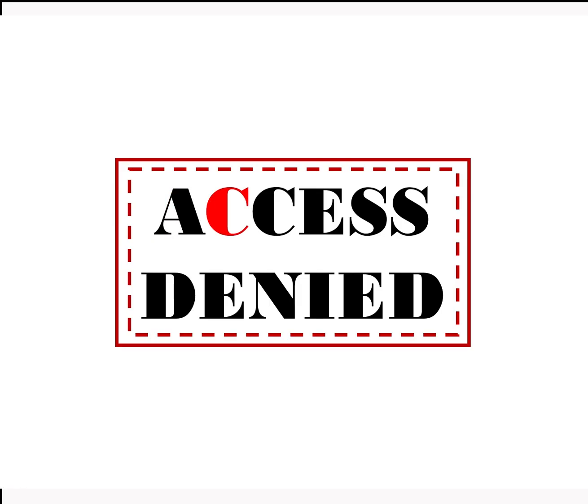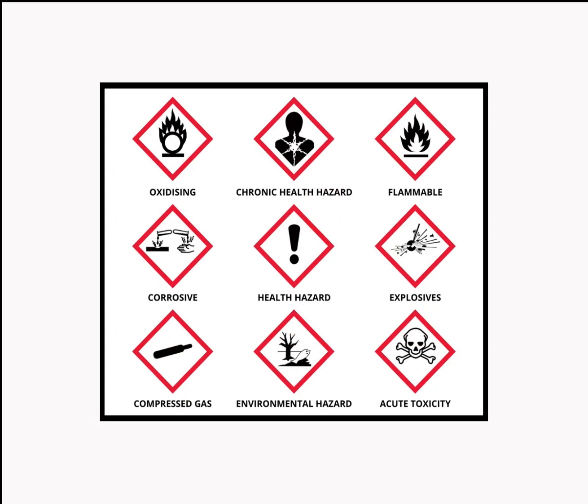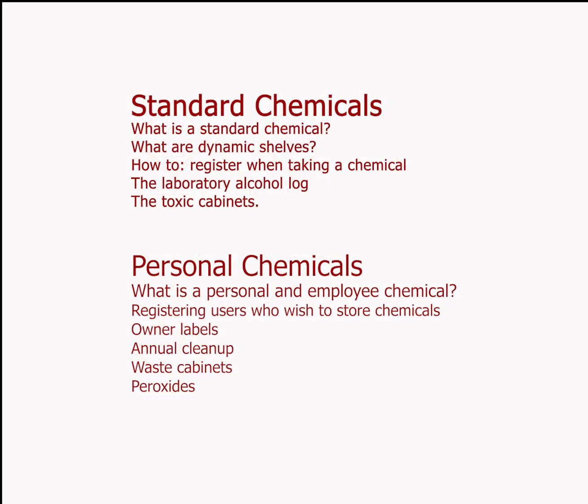Following these rules is crucial. Failure to comply may result in the loss of your access to the chemical room. With so many chemicals, many of which are hazardous, it is essential to ensure they are properly managed to prevent dangerous situations. There are two parts of this video. The first about standard chemicals. The second is about personal chemicals, including Nanolab employee chemicals.